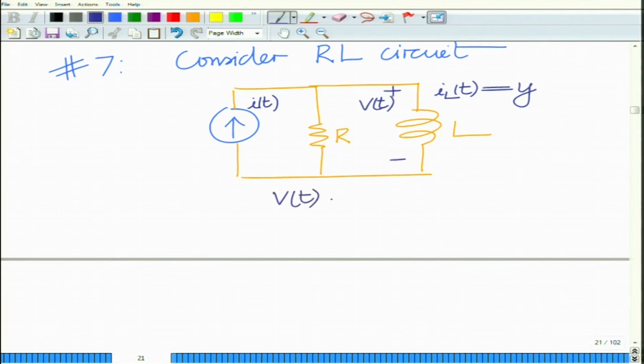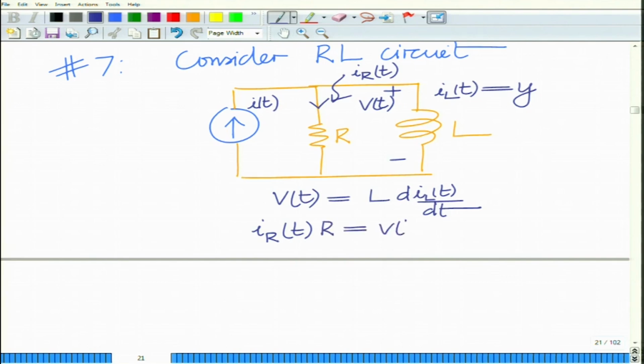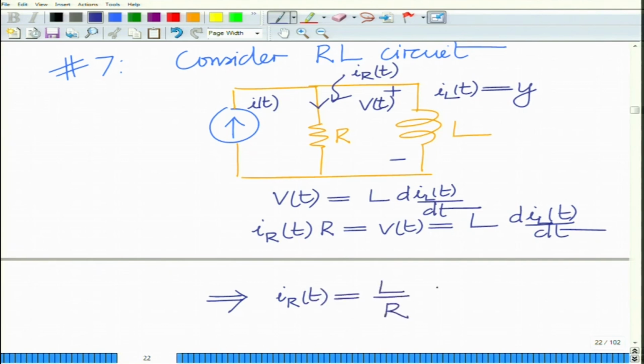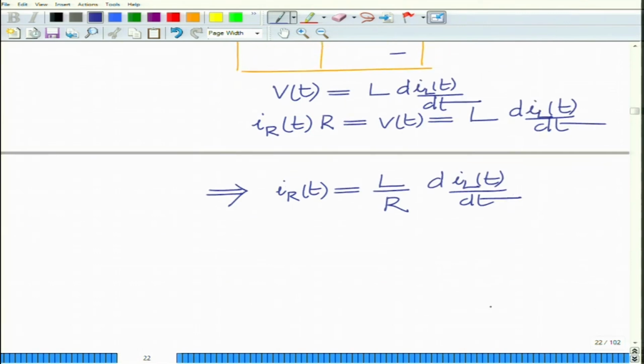v(t) equals L di_L(t)/dt, okay. And if you call the current through the resistance as i_R(t), we have therefore by Ohm's law i_R(t) into R equals v(t) equals L di_L(t)/dt, which implies i_R(t) equals L over R di_L(t) over dt, and further we have the current i(t) equals i_R(t) plus i_L(t).